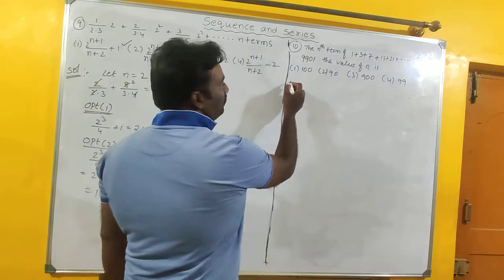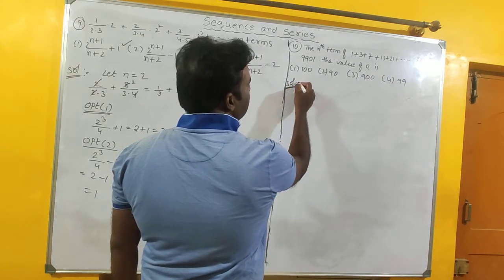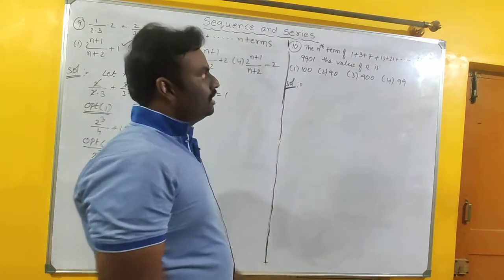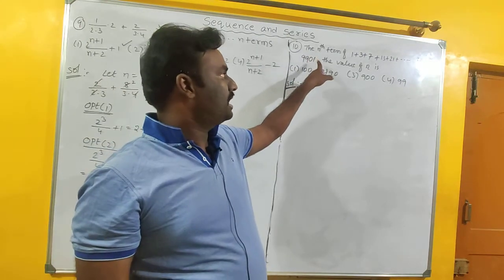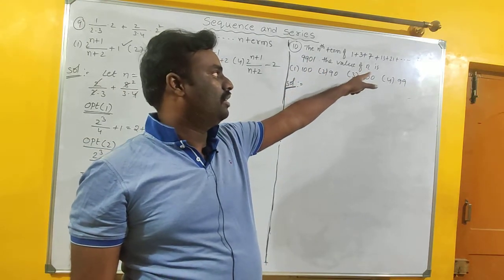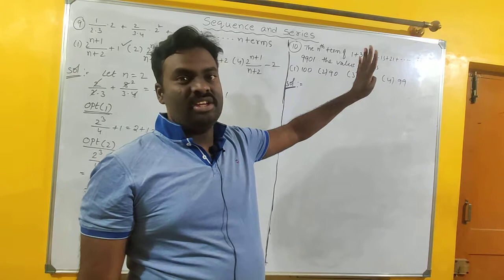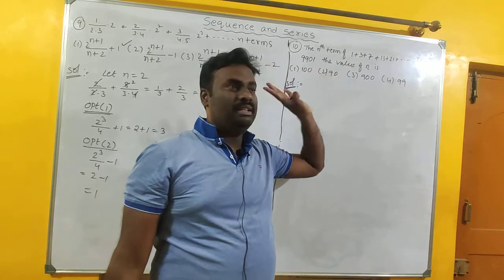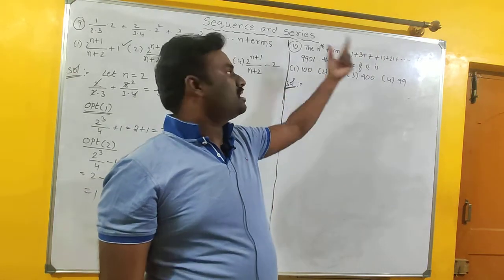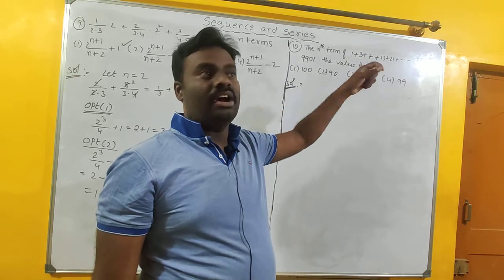Then we discuss question number 10. The nth term of this series is 9901, and we need to find the value of n. This is not in AP, this is not in GP, this is a special series. If this type of special series is given, then how do we solve it?